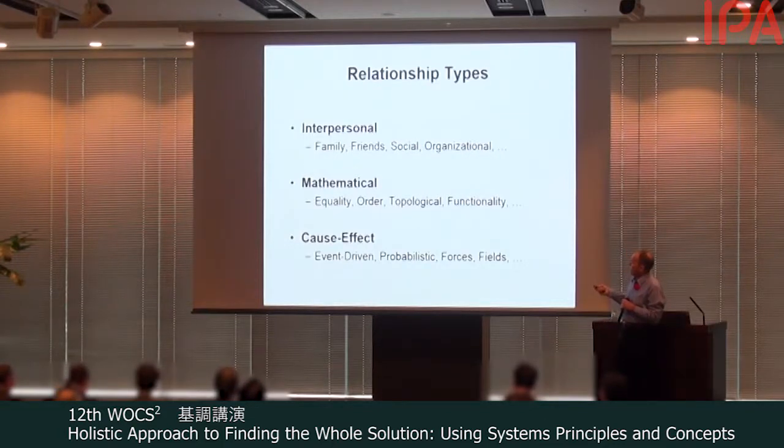When we go to systems that include people, then we have to take account of interpersonal relationships. Family, friends, how we organize, how we do command and control, who has the authority to make decisions. These are all about social relationships. So part of our system that includes people needs to take account of the interpersonal relationships.